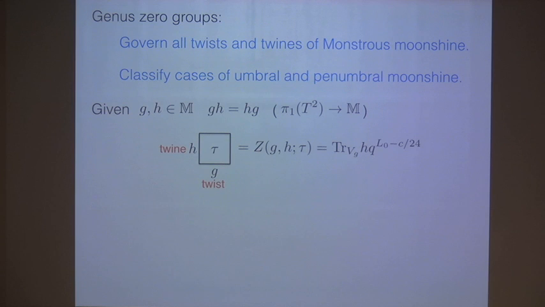The monster acts as an automorphism group of this theory, and if you take two elements of the monster that commute, in other words, it corresponds to putting boundary conditions on the two-torus, which are classified by pi 1 of T2, then you can define a path integral on the torus with modular parameter tau, where you put boundary conditions by the element h in the Euclidean time direction and by g in the space direction. And these have now been called twists and twines to keep them separate. These twisted and twined versions of the partition function have the interpretation of a trace over a twisted Hilbert space with an insertion of h, q to the L naught minus c over 24.